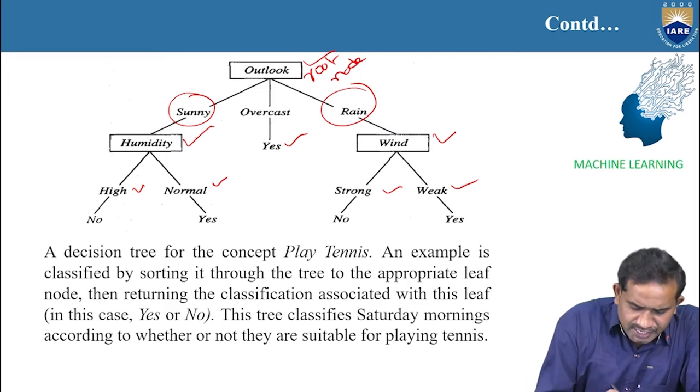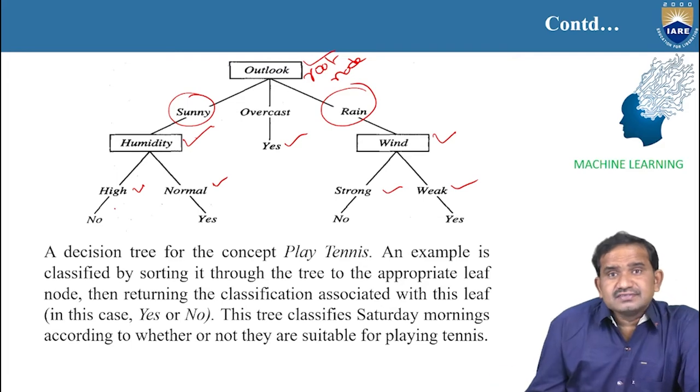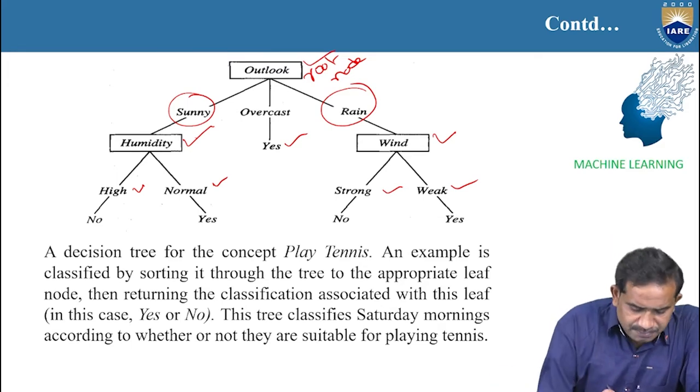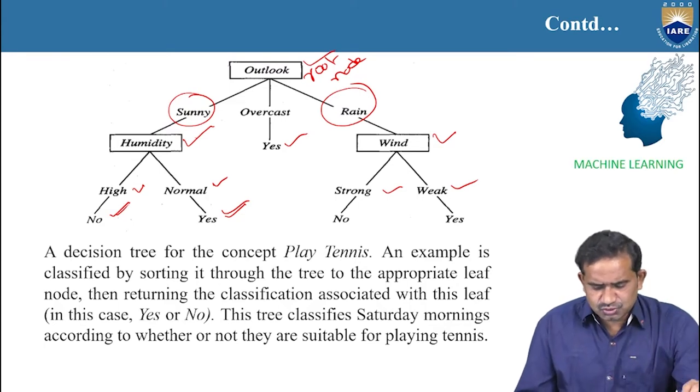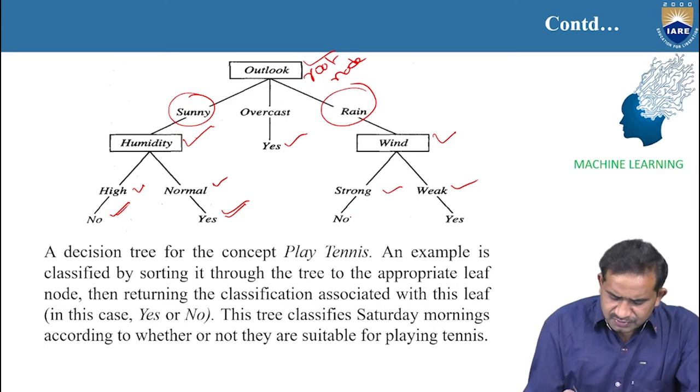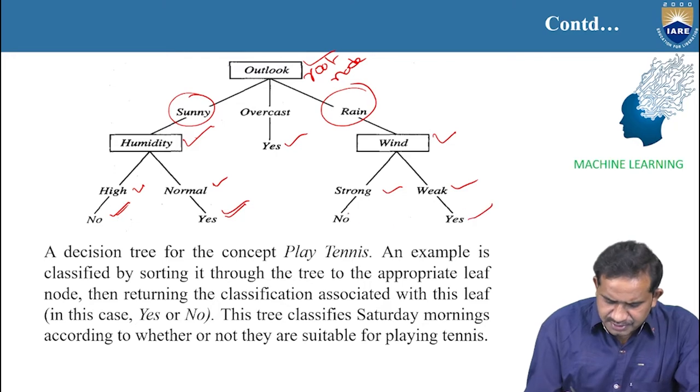Based on these two conditions, the decision node conditions, we finalize. We can play the game or not. Either maybe other conditions, and then here also, we can play the game or not.